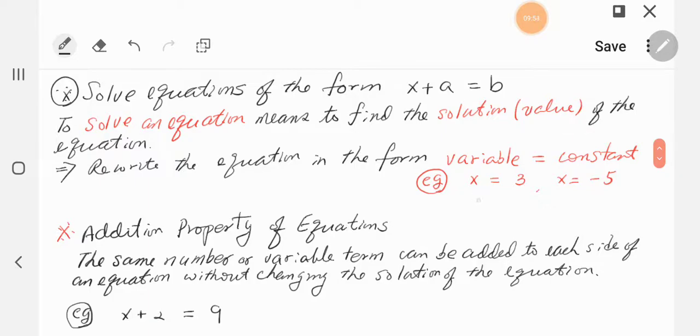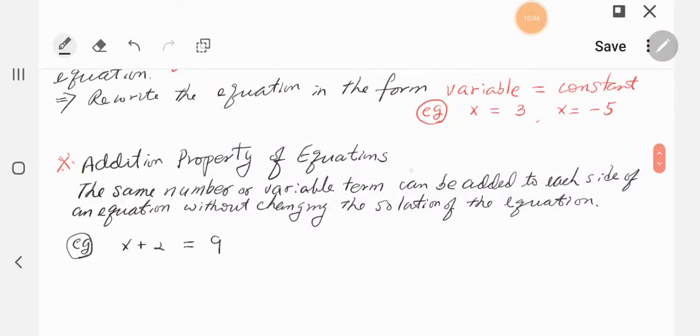So in order to write an equation in this format, we have to do some calculations. We will use a property called the addition property of equations. So look at this, addition property of equations. Say we have an equation like, for example, x plus 2 equals 9. This is an equation, and we want to find x. Solving the equation means we will write the variable equal to a constant. So in this case, x should be equal to some number. This is what we're going to do.